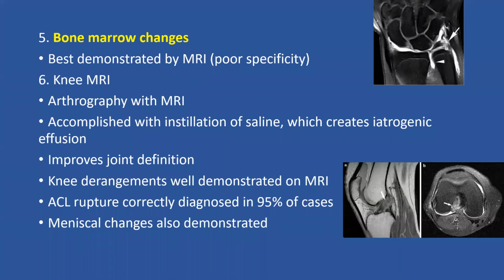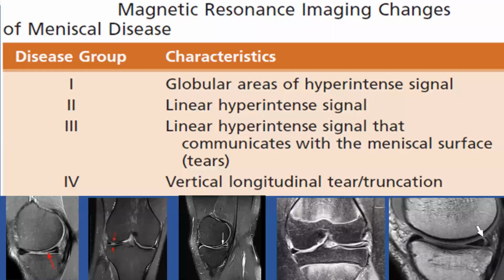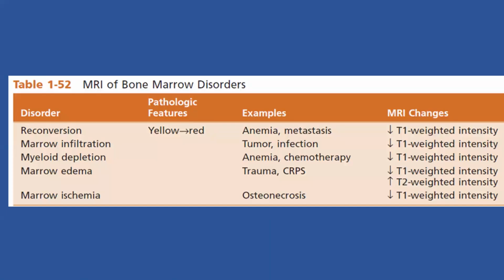Knee derangements are well demonstrated on MRI. ACL rupture is correctly diagnosed in 95% of cases. Meniscal changes are also demonstrated. And I'm going to just mention over here, I'm coming to the first, okay.